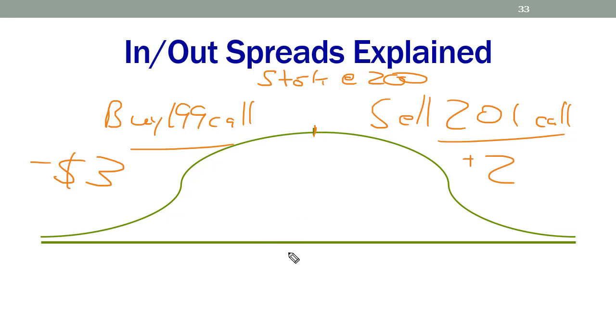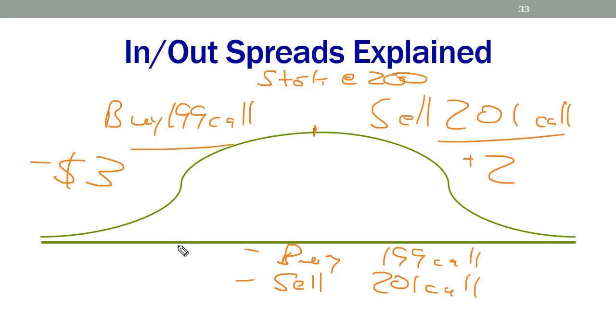So what am I doing? With one hand, I'm buying. With the other hand, I'm selling. I'm buying a 199 call and I'm selling a 201 call. This is only one of the strategies I'm going to go through. The buy is going to cost me $3. The sell is going to collect $2. What am I into this thing for? It's going to cost me $1, right?